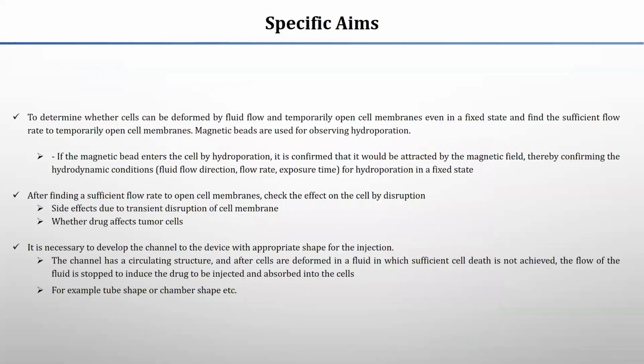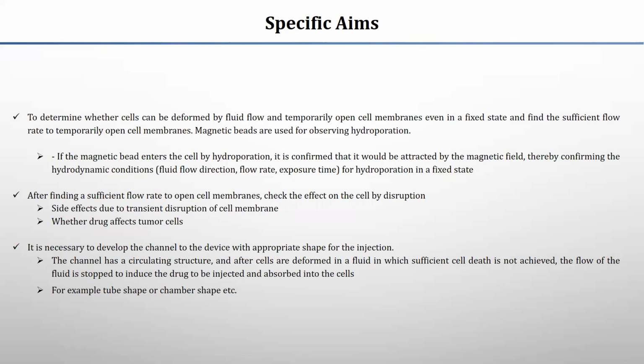To assess the feasibility of cell deformation and temporary opening of the cell membrane using fluid flow, magnetic beads are employed for observation during hydroporation. If the magnetic bead enters the cell through hydroporation and is subsequently attracted by a magnetic field, it confirms the hydrodynamic conditions such as fluid flow direction, flow rate, and exposure time required for hydroporation in a fixed cell state. Once a sufficient flow rate to open the cell membrane is determined, the effects of membrane disruption on the cells and any potential side effects need to be examined.